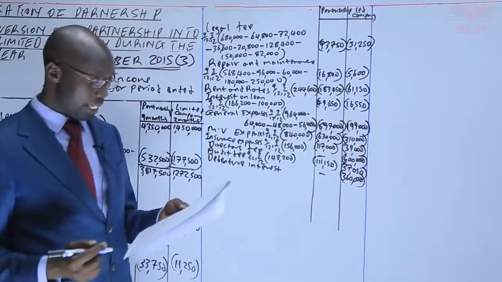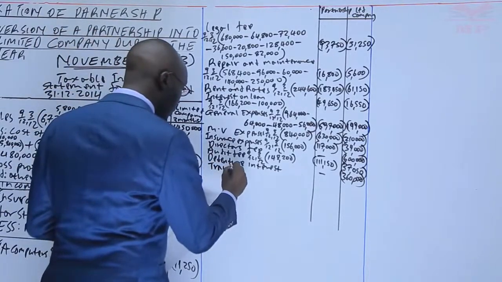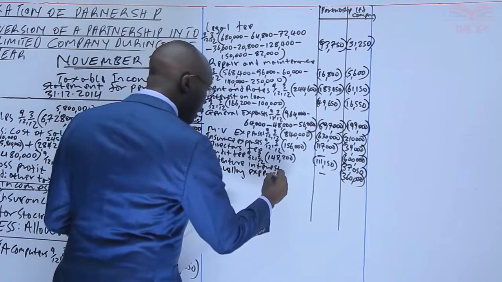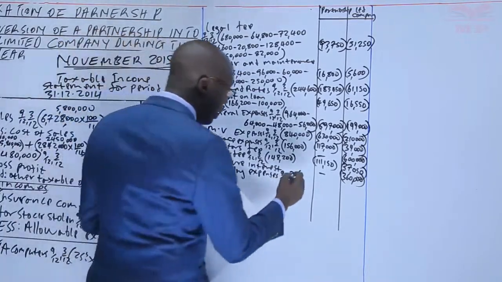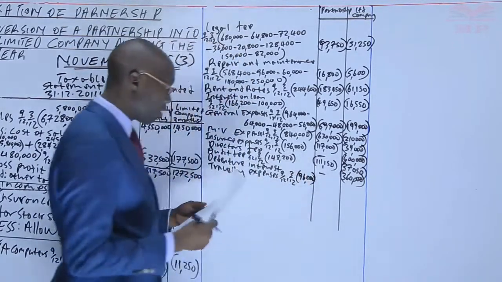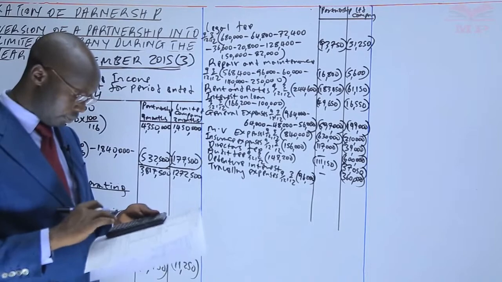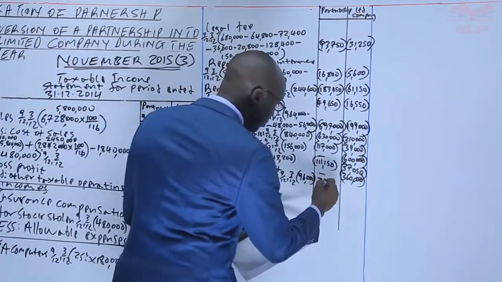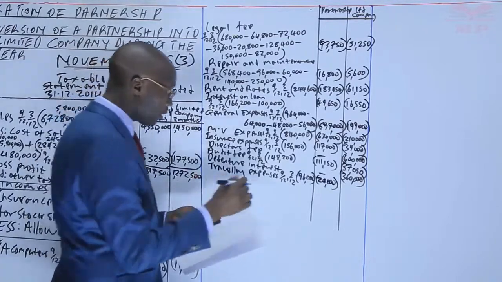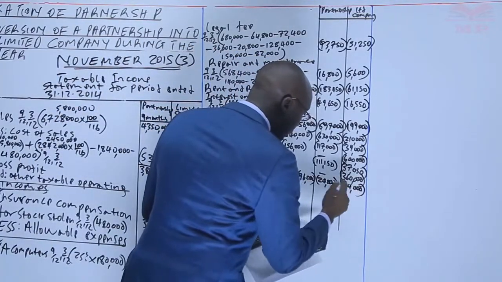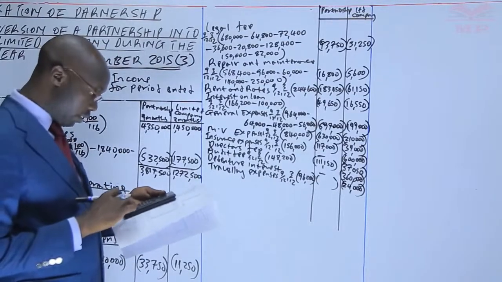The next one is traveling expenses. So, traveling expenses is usually an allowable expense. So, we'll have it here. And it cuts across the board. So, 9 over 12 and 3 over 12 of the traveling 96,000. So we'll have 3 over 12 times 96,000. That gives us 24,000 here. Now this is supposed to be for this. 24,000 is for the company. And for the partnership, it is going to be 9 over 12, 72,000.